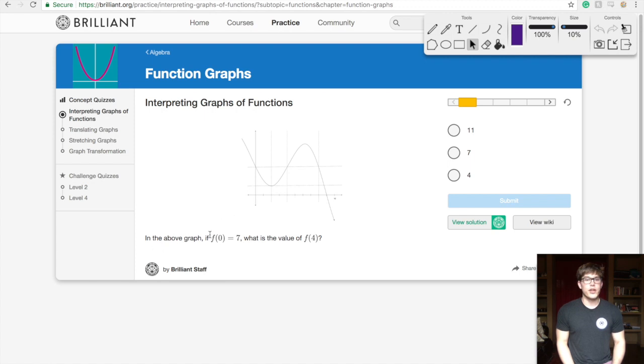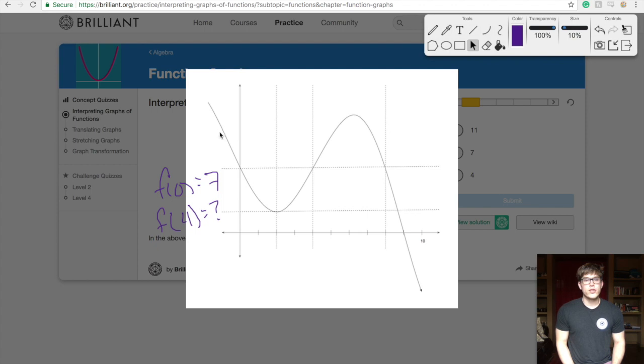Okay, in the graph above, f of 0 equals 7. What is the value of f of 4? Well, let's zoom in on our graph a little bit. What do we see? At 0, whenever our x value is 0, our y value equals 7. So this point right here is 7 on the y-axis.